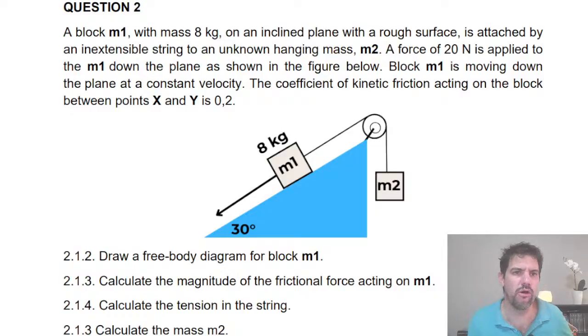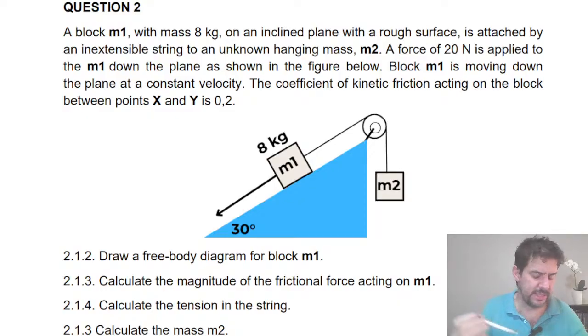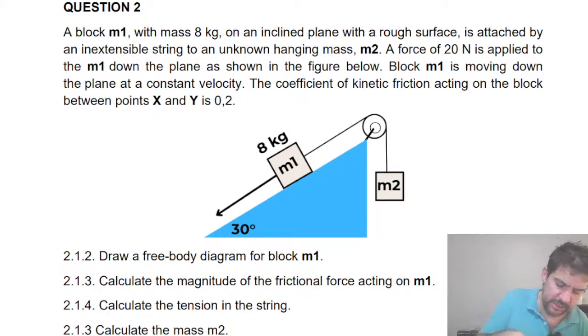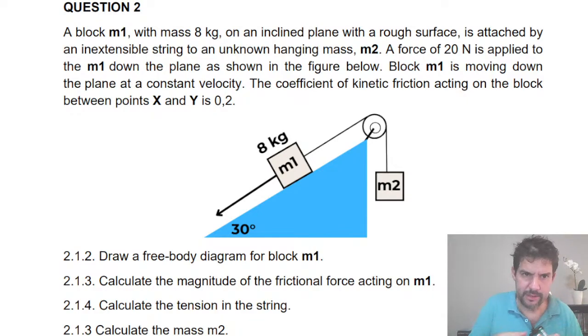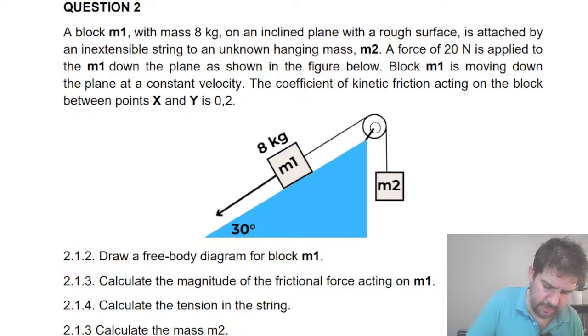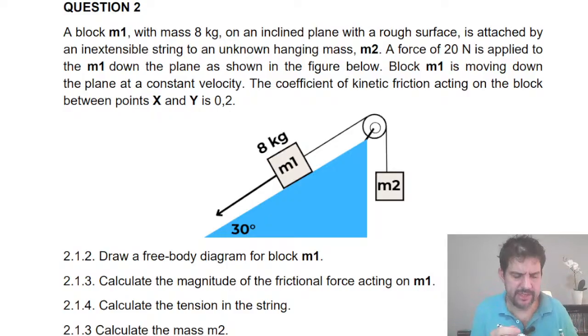The question says a block M1, which is the one at the front, with a mass of 8 kilograms, is on an inclined plane with a rough surface, attached with an inextensible string to an unknown hanging mass M2. So we don't know M2. A force of 20 Newton, the applied force is 20 Newton. Let me maybe write it here in my drawing, which I'm going to show you just now. I just want to write the data. The applied force here is 20 Newton. All right? It's applied to M1 down the plane as shown in the figure below.